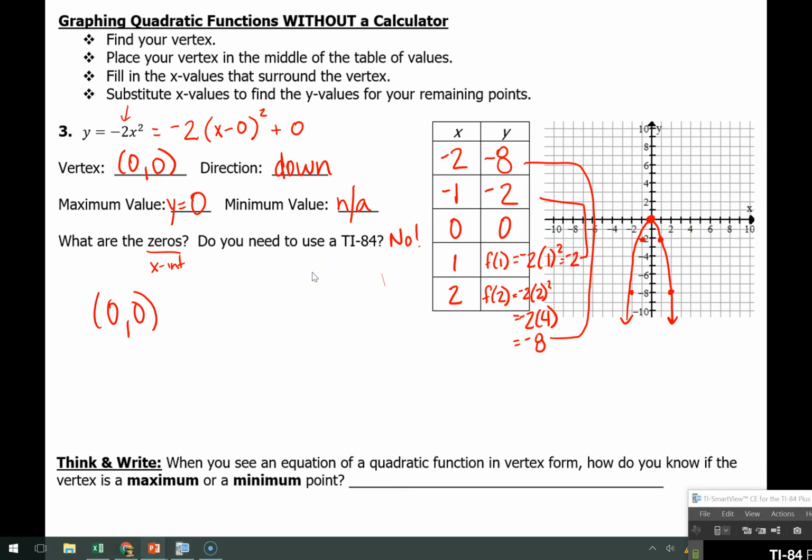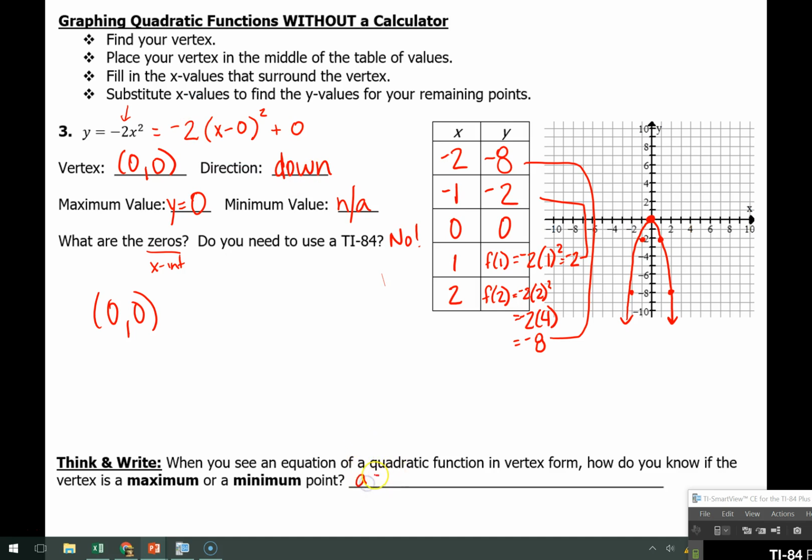Okay, so let's get back to these notes. The Think and Write says, when you see an equation of a quadratic function in vertex form, how do you know if the vertex is a maximum or a minimum? So how can I know to answer these questions which one I'm going to have just by looking at the graph? Well, that depends on what A is, because remember, A tells you what direction it opens.